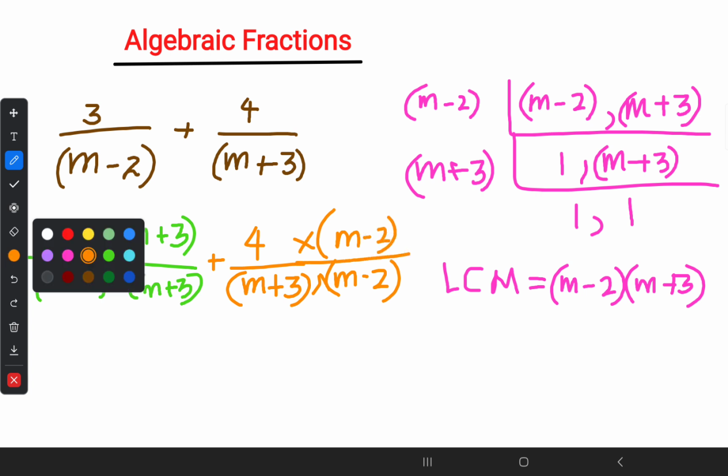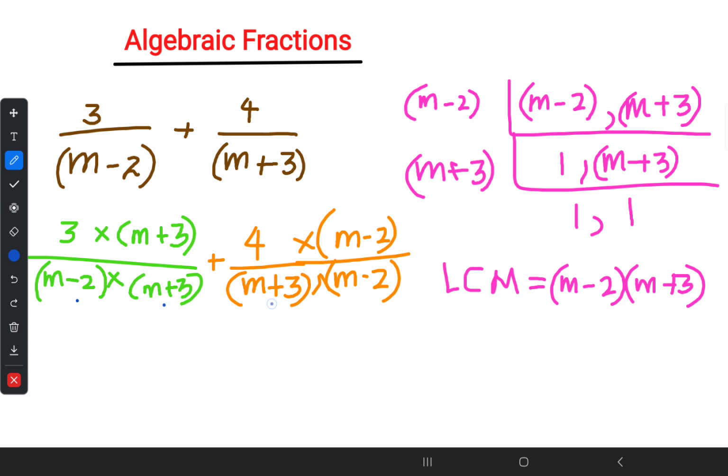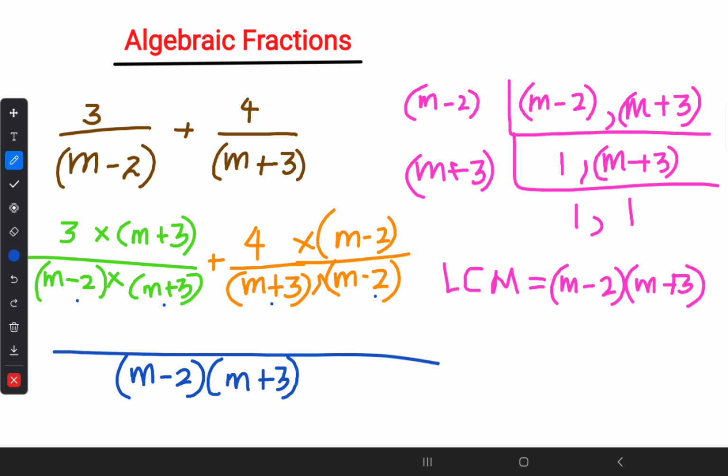Thereafter, both denominators are the same now. m minus 2 times m plus 3, m plus 3 times m minus 2. Both are the same, so I'll write that here: m minus 2 times m plus 3. Now you should do the operation between the numerators carefully.